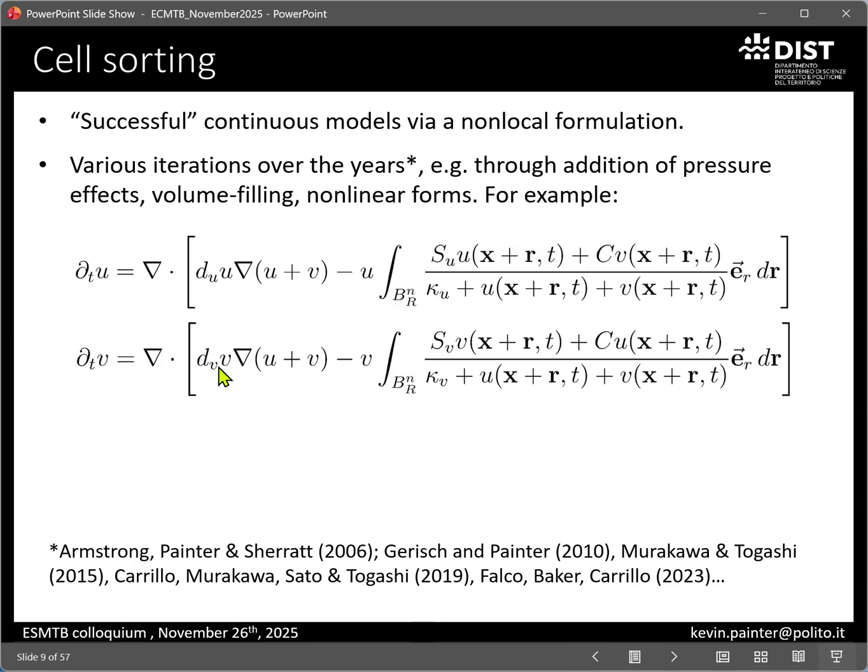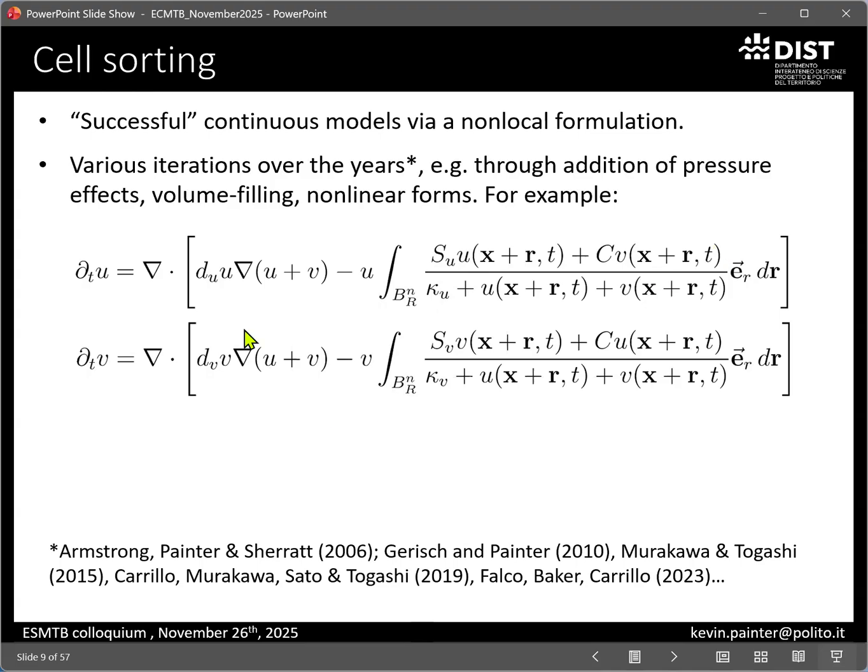Basically, a standard model form for this process is a non-local advection-diffusion framework. In this model, the advective movement of the cells is driven by the adhesive interactions, which can be the self-adhesion, red and red or U and U type cells, and the cross-adhesion interactions between the red and the blue, or between the U and the V cells. That comes into that non-local term.